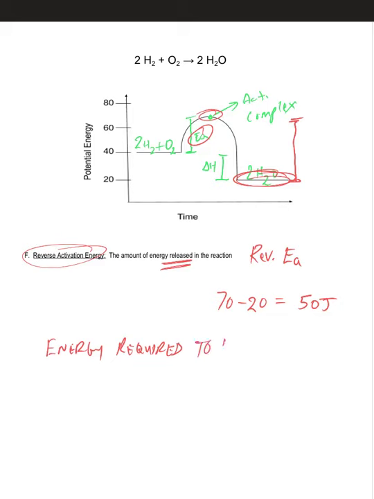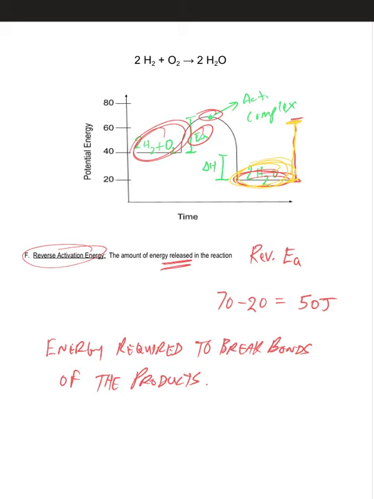to break the bonds of your products, which is essentially opposite of activation energy. Activation energy is how much energy is needed to break the bonds of the reactants. Reverse activation energy is going to be how much energy is needed to break the bonds of the products. And it is going to be this distance here from the products to the peak of the graph.